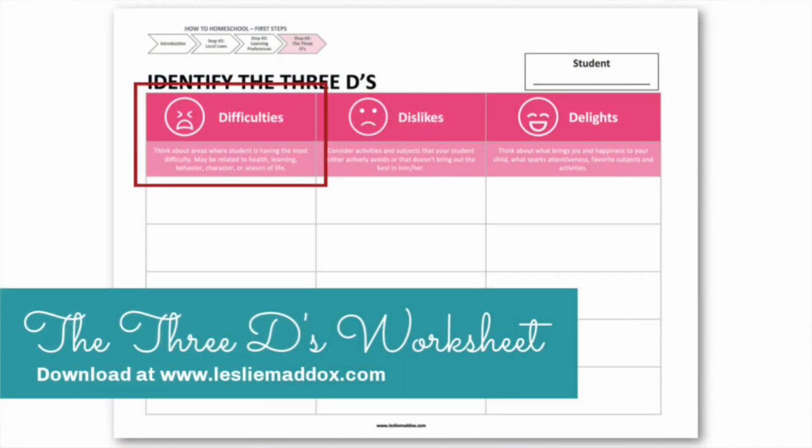This is the least fun of the 3 Ds. These are not things that are fun to think about, the areas that are struggles for our kids or that may cause problems for them or where they have extra difficulty. This isn't fun to think about, but this can be really impactful for our homeschool and for our kids individually.